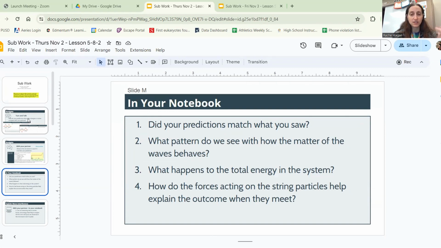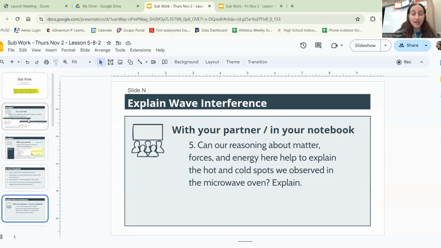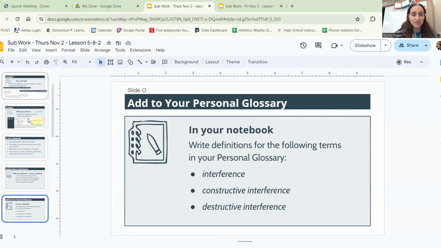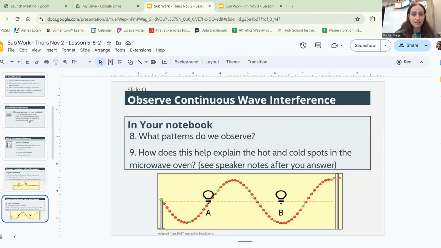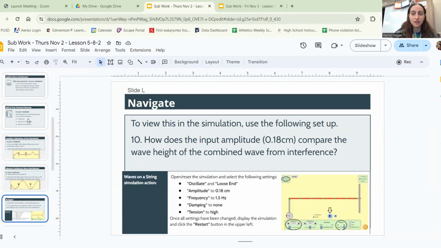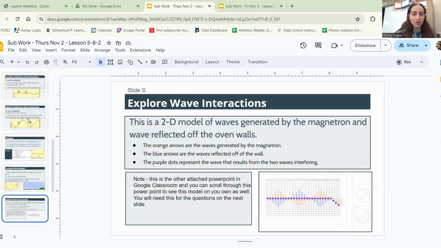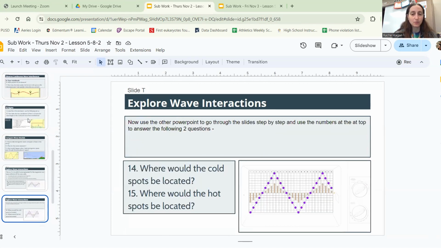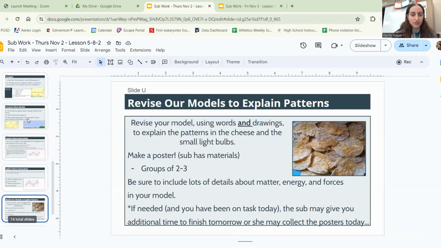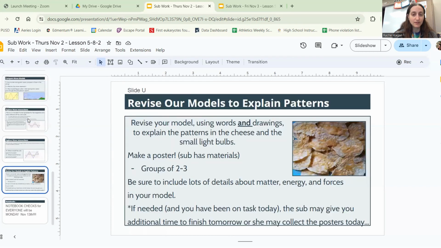And then in their notebook, I just have them number and answer some of these questions. This does often take a lot of going back through after I get back to make sure they got what they were supposed to get out of these. But you can see this day was kind of long, a lot of different things that they were working on, a lot of things to write down. We're at question 15 on the notebook and then revising a model and making a poster. So this kind of overlapped with the next day.